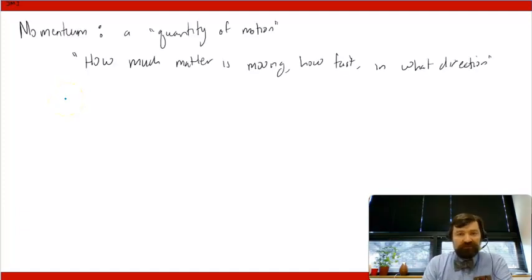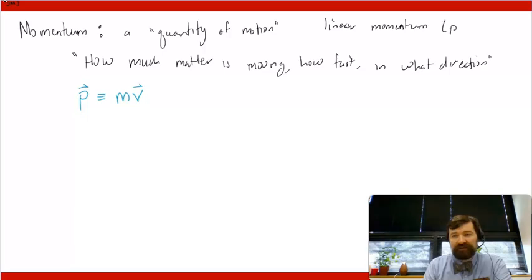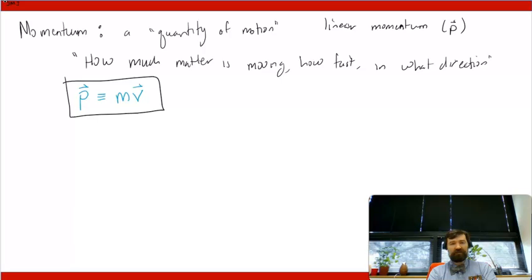In equation form, we would say that linear momentum is defined as the mass of the object times its velocity. We represent linear momentum with the letter P. And notice that it is a vector quantity; the direction is determined by the direction of the velocity vector. So this is your definition equation. This is what momentum is.